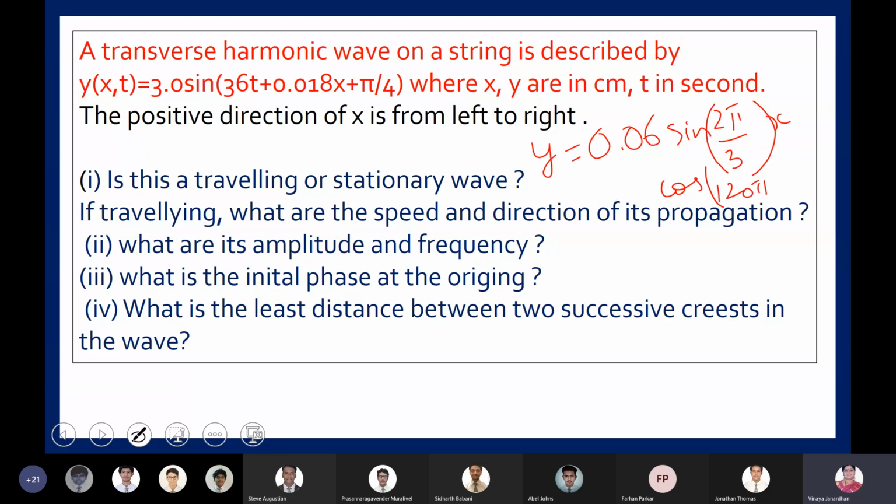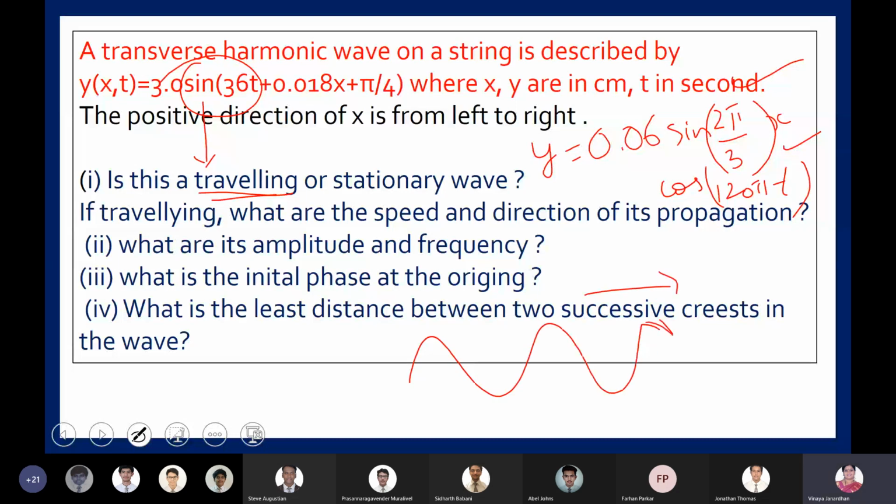Some questions are like this, right? In this case, how many trigonometric functions do you have? Two trigonometric functions. This represents the superposition of two waves. Here, only one trigonometric function is involved. Someone asked me how to check whether it's a traveling wave or a stationary wave. For a traveling wave, you will have your displacement either in a sine function or in a cosine function.